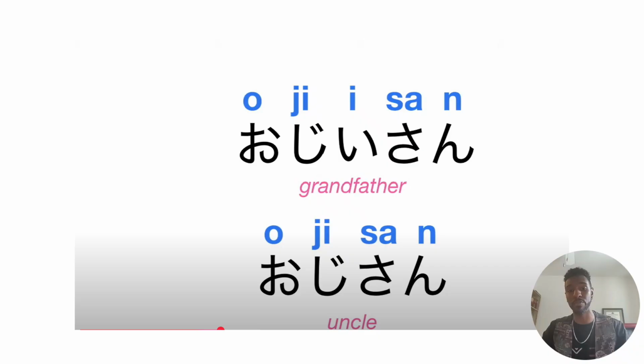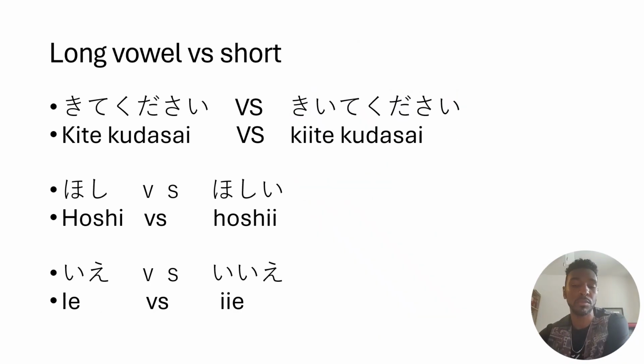Ojiisan is grandfather. Ojisan is uncle. So long vowel versus short vowel. Kite kudasai, please come, versus kite kudasai, please listen. Hoshi, star or planet. Hoshii, to want. Ie is a house or home. Iie is how you say no.